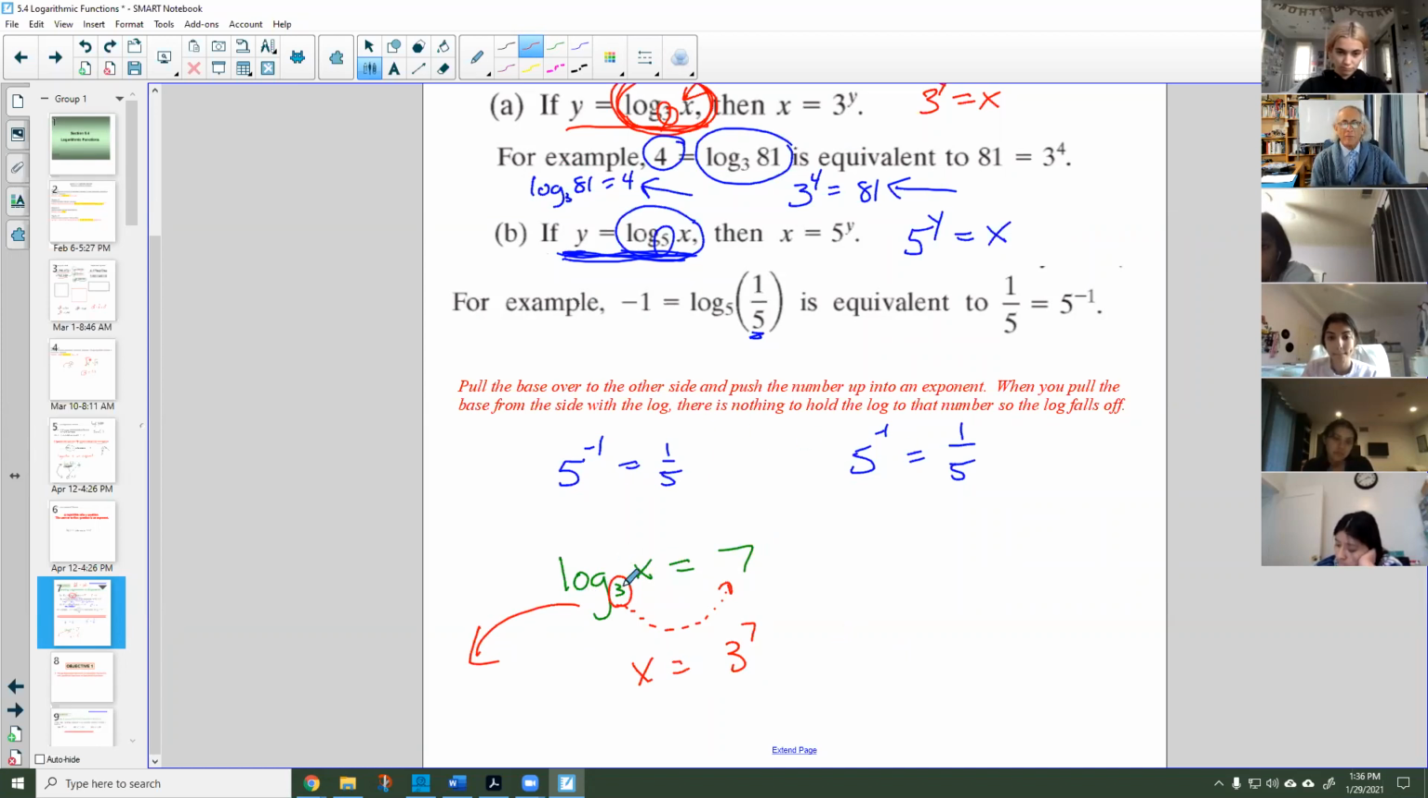So I have this little cartoon going on in my head where the 3 moves over here and it pushes the 7 up on its shoulders, and I have 3 to the 7th, and that just leaves the x.